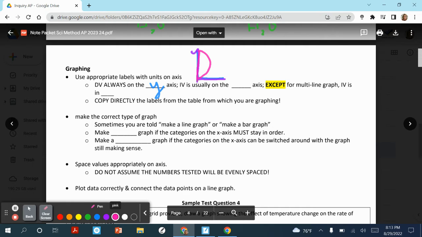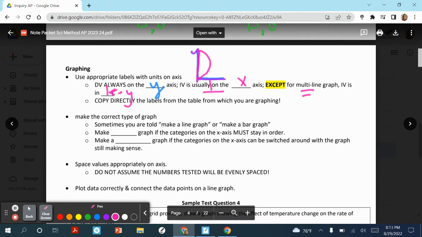Now, most of the time, the IV, okay, so you can turn the x-axis into an I, the IV goes on the x. But this is not always the case. If you have a multi-line graph, you need to note that the IV is not on the x. You're going to have to study the key.